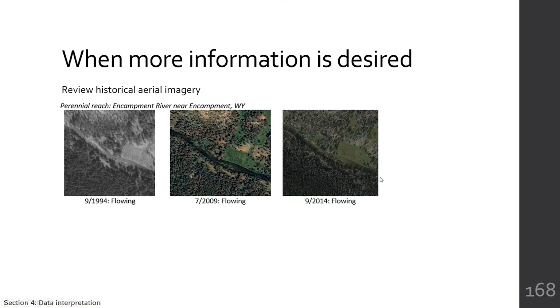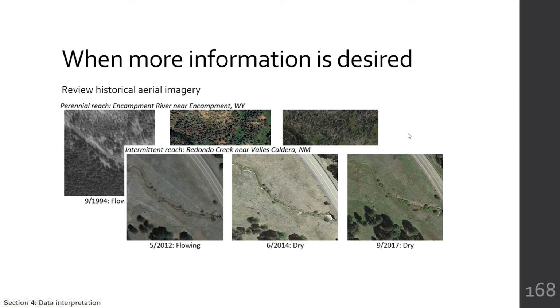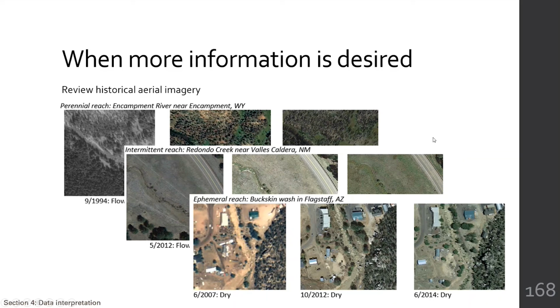Again, historical imagery can be very useful. Here's an example of a perennial reach in Wyoming where you can see flow under different conditions. And this is all images from Google Earth. That resource that Jamie mentioned is probably going to be helpful here as well. Here's an intermittent reach. You can see you have dry conditions evident in a few images, but water's pretty clear in the first image there. And then an ephemeral reach where every photo available had no evidence of flow.